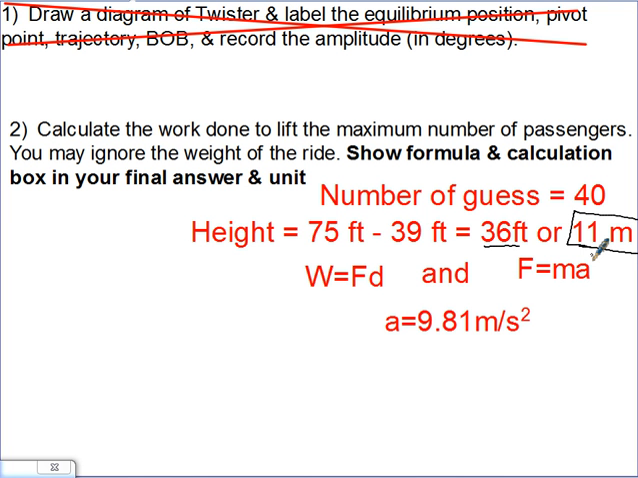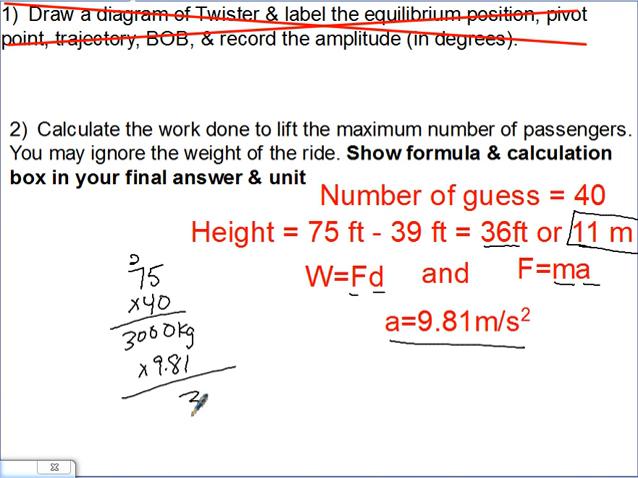And work is a product of force times distance. Force is a product of mass times acceleration. Here's the acceleration due to gravity. So we're going to take the mass of the guest, and use that to calculate the force. We'll use your mass, whatever your mass is, and then multiply that by 40. So for me, it would be 75 times 40, and that would be 3,000 kilograms. And then times that by 9.81.